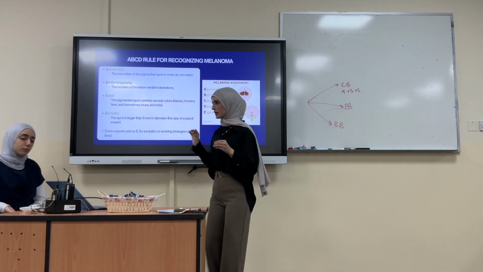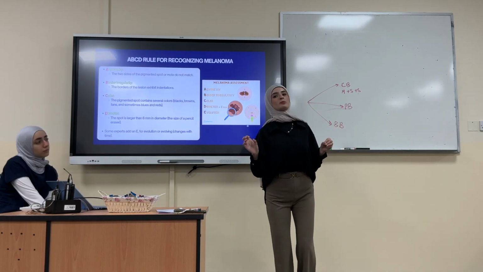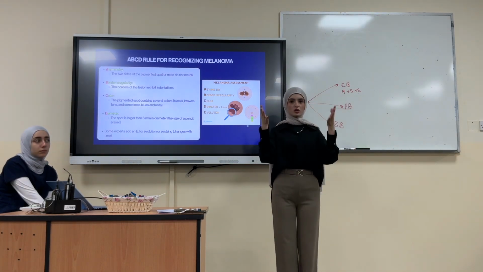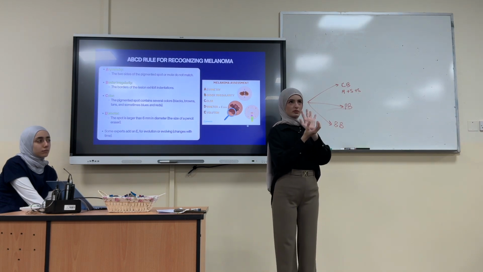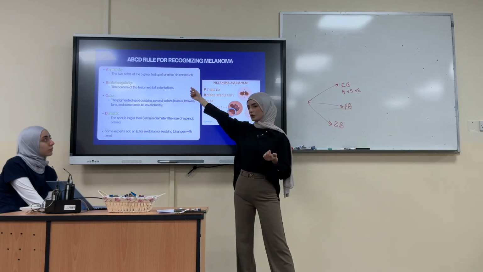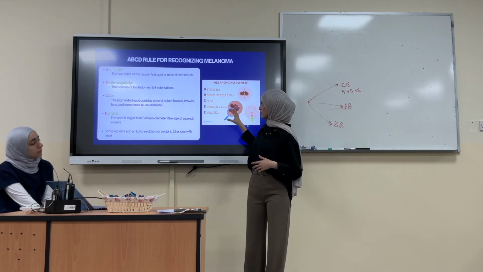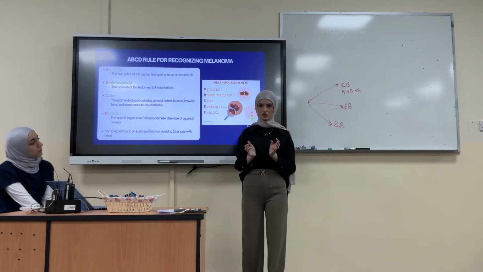How can we recognize melanoma? There's the ABCD rule. What does A stand for? Asymmetry. So it's not a nice circle, it's an asymmetrical circle. It's not the same on both sides, unequal. B stands for border irregularity. So the borders of the lesion exhibit indentations, right?